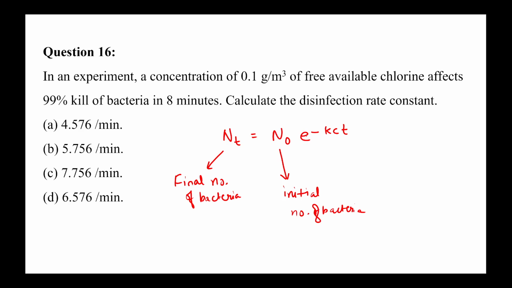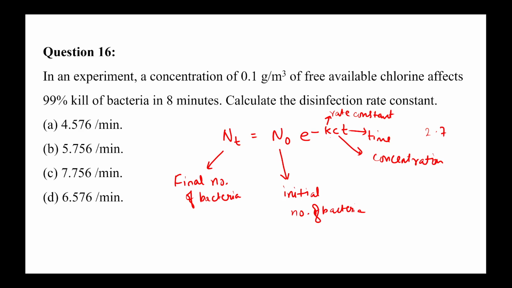E, I have told you the value of e is around 2.7. You can use your calculators to solve for e as well. K is the rate constant that we have to calculate. So K is the rate constant. This is what we have to calculate. C is obviously the concentration. So concentration is given as 0.1. You can use the same unit. And T is time.